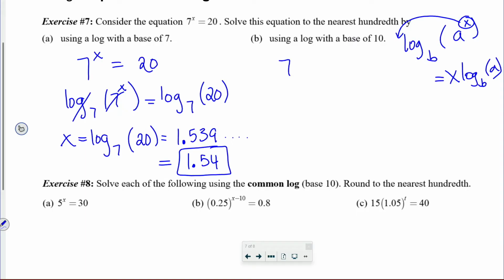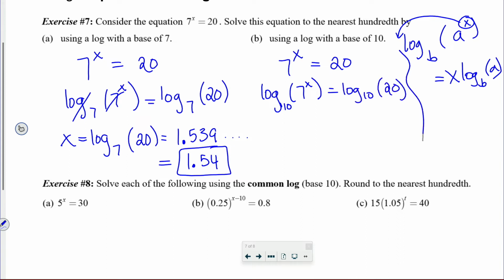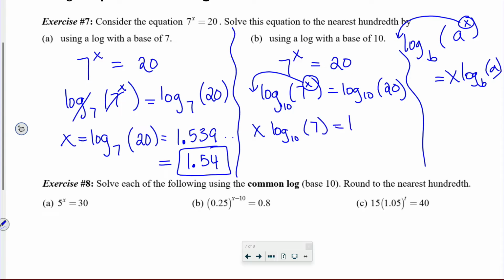All right, I have 7 to the x is equal to 20. And now I'm just going to do the log base 10, and I'll put the base there anyway because my calculator is going to force me to put it in. So I'm going to do the log base 10 of both sides. Now unlike before, I can't just cancel the log and the exponential because they don't have the same base. But what I can do is bring that exponent out, and I'll have x times the log base 10 of 7 is equal to the log base 10 of 20.